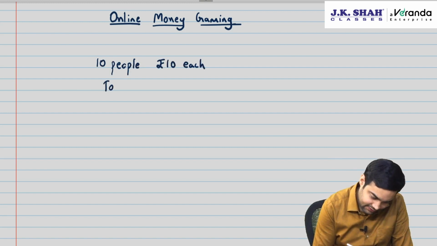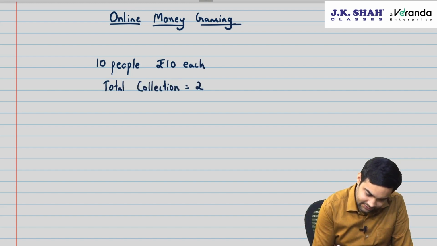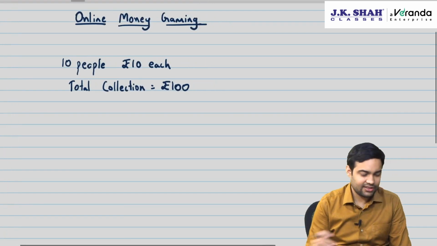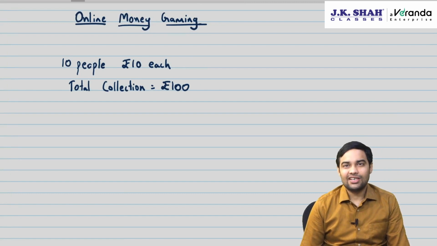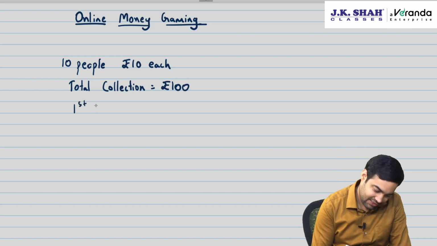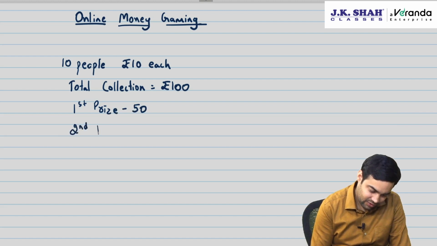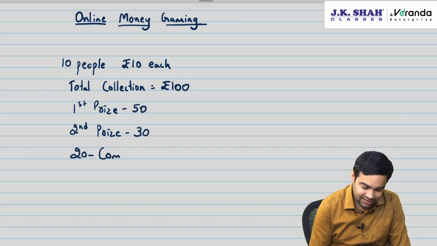So the total collection is 100 rupees. Now this app says you guys make your team based on various permutations and combinations. Select your team. If your team player plays the best in today's actual game, then the winner will be decided accordingly. So total collection is 100 rupees. They set a first prize of 50 and a second prize of 30 rupees. And 20 rupees is the commission earned by the app owner.